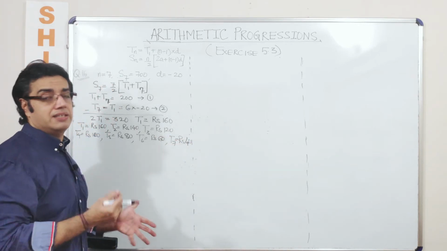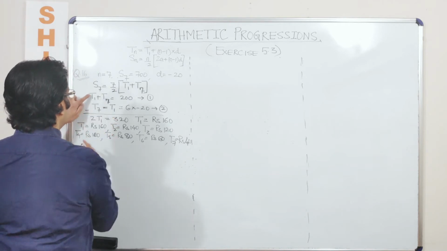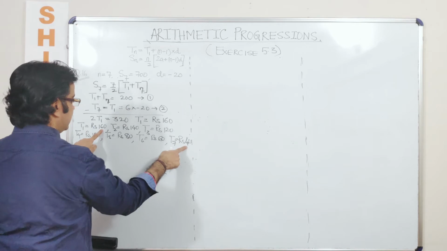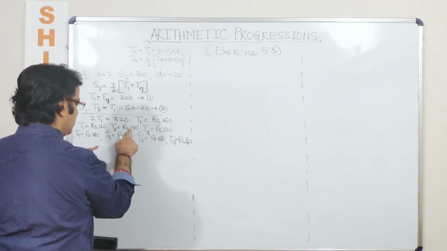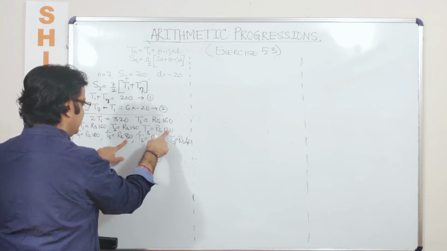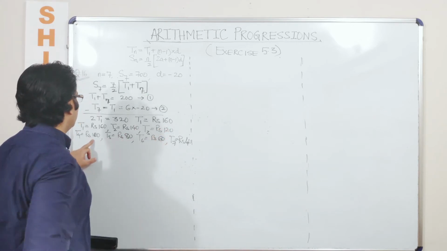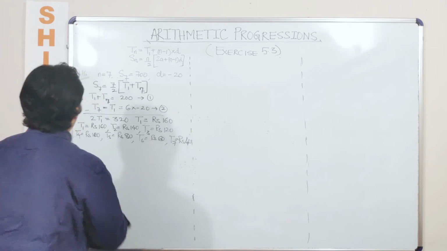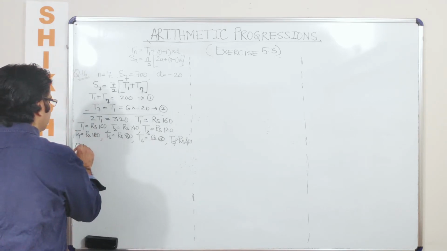And how do I know that my answer is correct? Because I know that the first term plus the 7th term should make 200. So 160 plus 40 is 200, 140 plus 60 is 200, 120 plus 80 is 200, right? And then you get the middle term, which is 200 divided by 2, which is 100. Okay, moving on to the next question, which is question number 17.